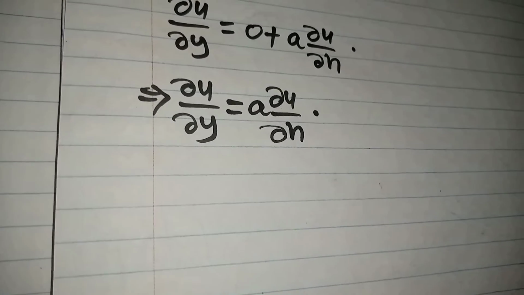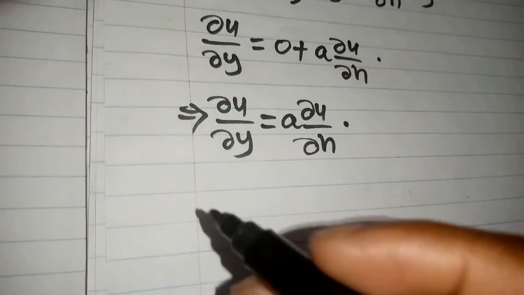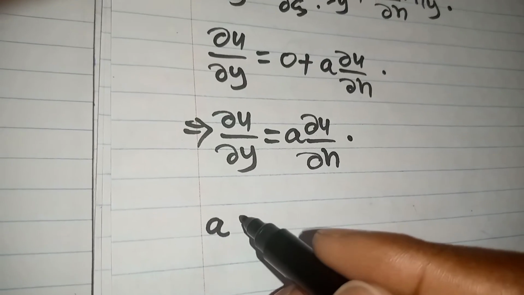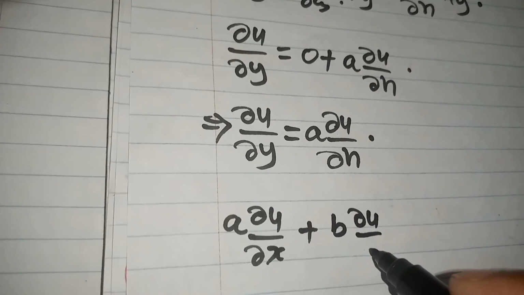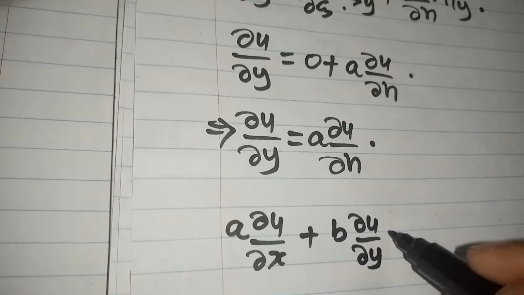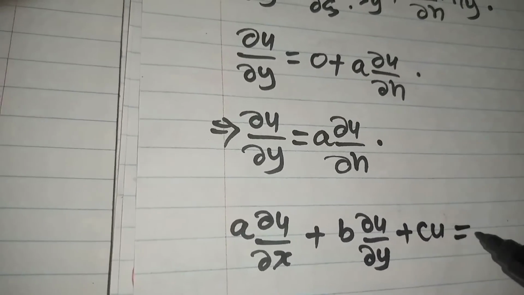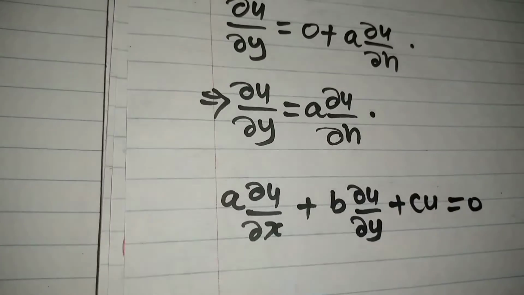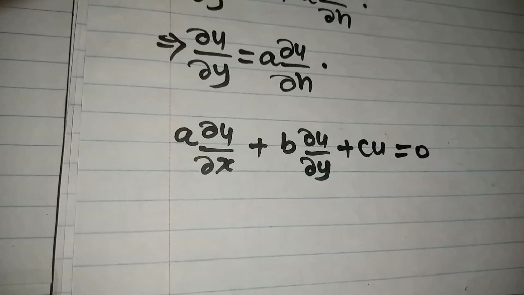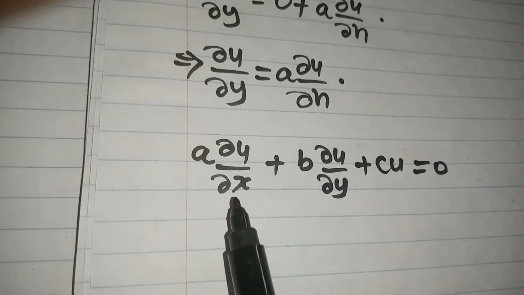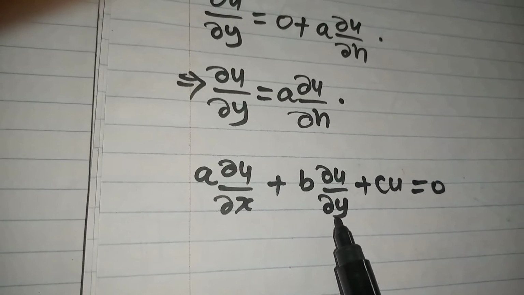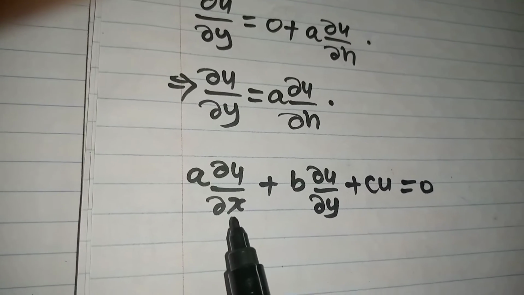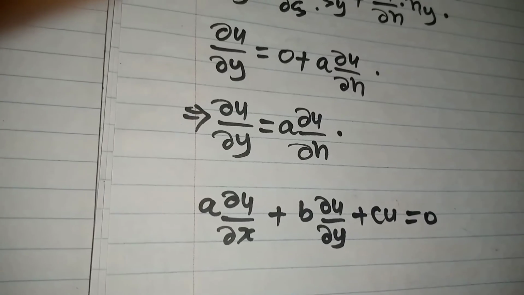Then remember that our function was in the form a partial u with respect to x plus b partial u with respect to y plus cu is equal to 0. That was our function. We have obtained the value of the partial of u with respect to x, and we have also obtained the value of the partial of u with respect to y. So now we are going to substitute them there.